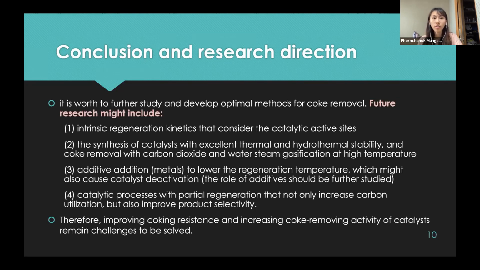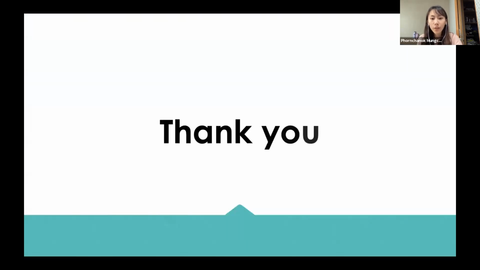In addition, to lower the regeneration temperature. And 4. Catalytic process with partial regeneration that not only increases carbon utilization but also improves product selectivity. Therefore, improving coking resistance and increasing coke removing activity of catalysts remain challenges to be solved by both academia and industry. Thank you for your attention.